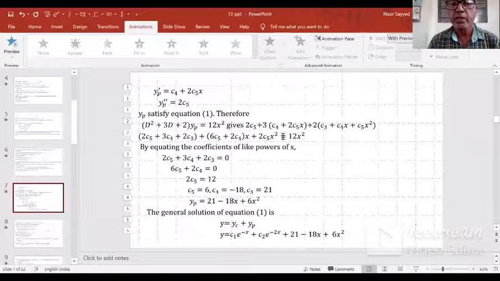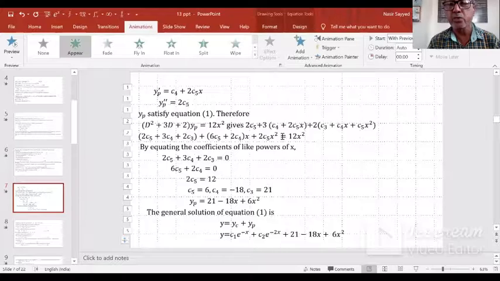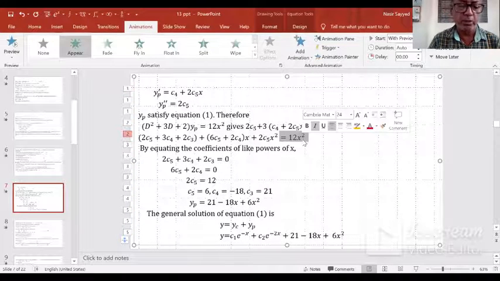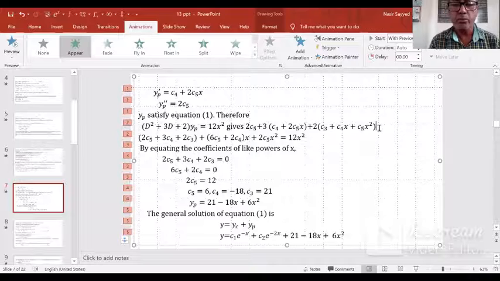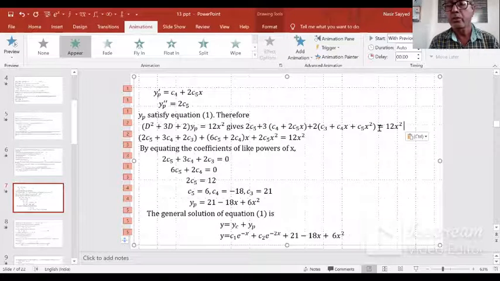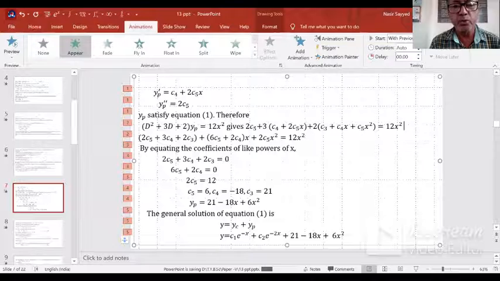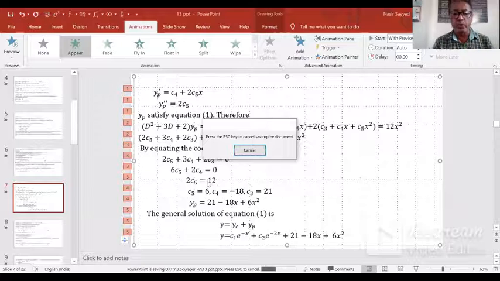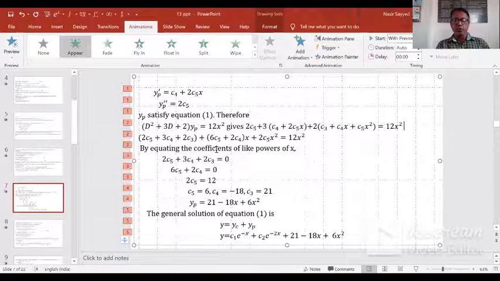Here, by equating the coefficients of the like terms, we get 2C5 plus 3C4 plus 2C3 is equal to 0, C5 plus 2C4 is equal to 0, and 2C5 is equal to 12. Here the coefficient of the constant term is 0, the coefficient of x, there is no term of x, so it is 0, and the coefficient of x square is 12.